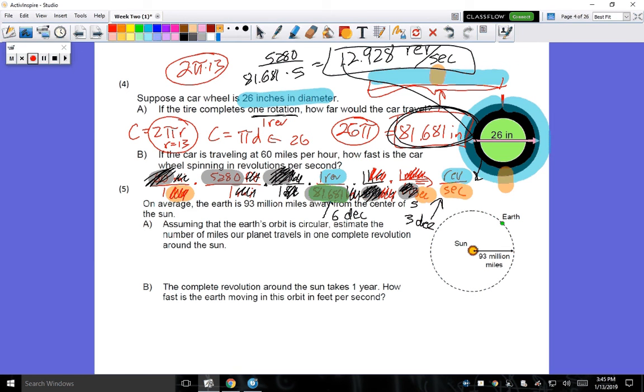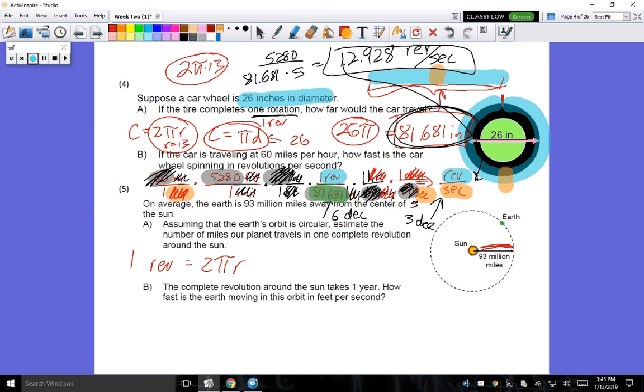Alright, so we're almost done. Let's go to do number 5. On the average, the Earth is 93 million miles away from the center of the Sun. Assuming that the Earth's orbit is circular, we're going to estimate the number of miles our planet travels in one complete revolution around the Sun. Again, we know one revolution is 2 pi r, okay? And the reason why I'm choosing to do r instead of pi d is because it's saying we're this far away, 93 million miles away from the Sun. So it's given us that r.